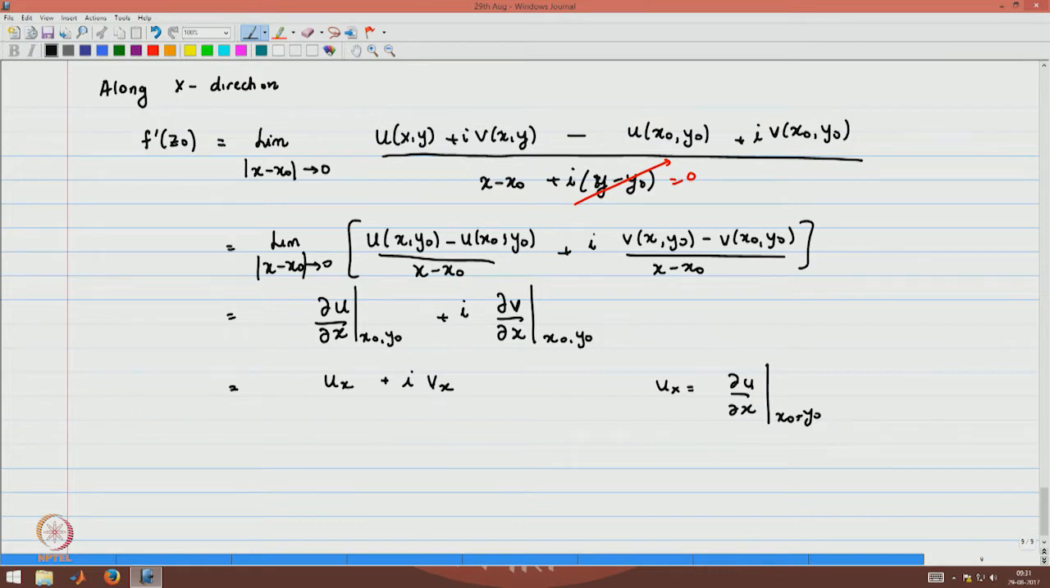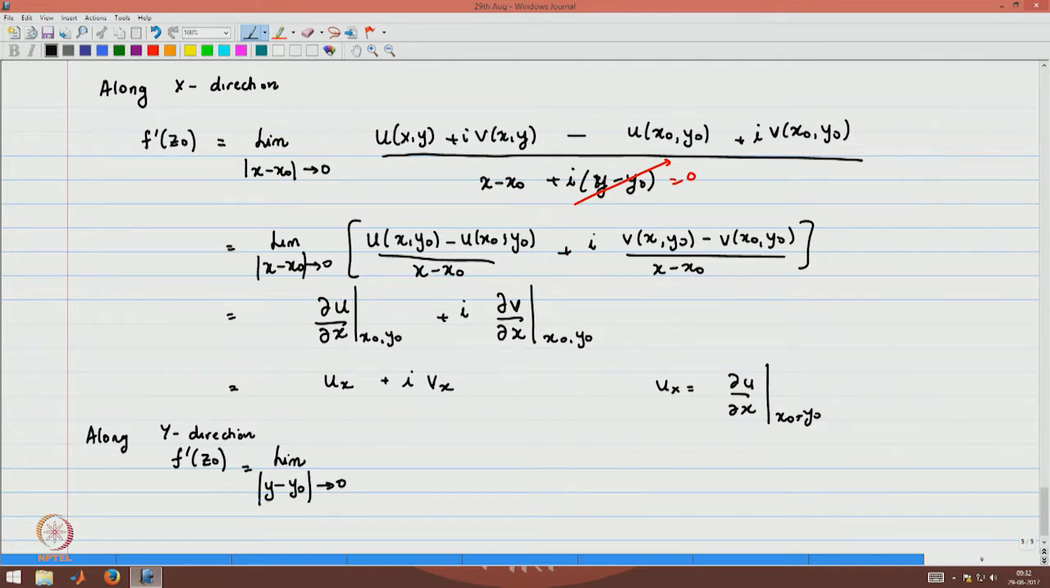Okay. So, this is along the x direction, I can write this way. Now, suppose I just vary along the y direction. So, along y direction, okay. Now, what I have is f prime of z 0 is equal to limit as y minus y 0 tends to 0.